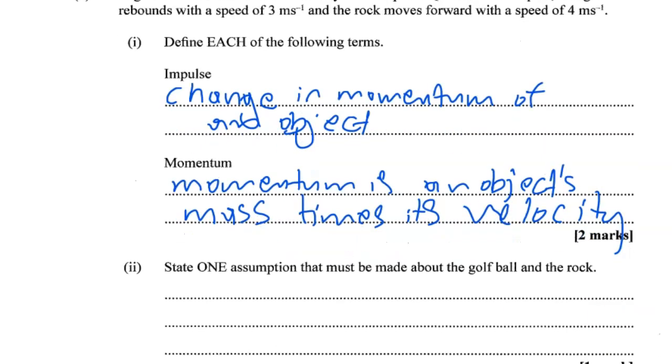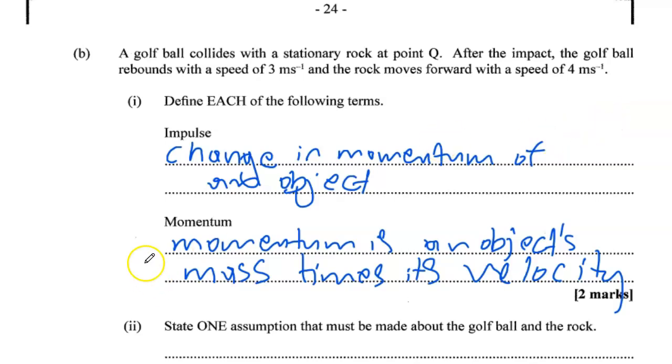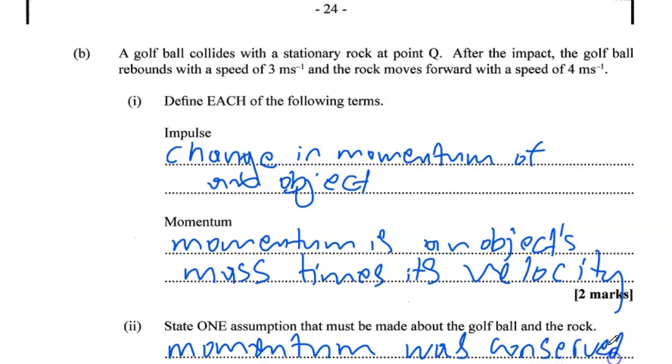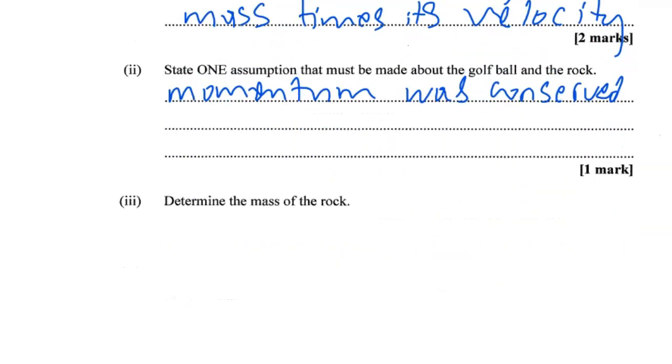State one assumption that must be made about the golf ball and the rock. So we say that one assumption is that momentum was conserved. In other words, the momentum before the collision is the same as the momentum after the collision. Determine the mass of the rock, so we can use the conservation of the principle of momentum.